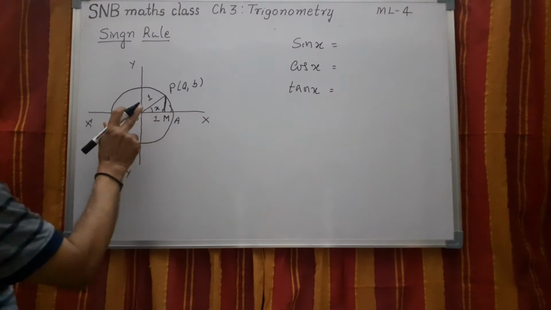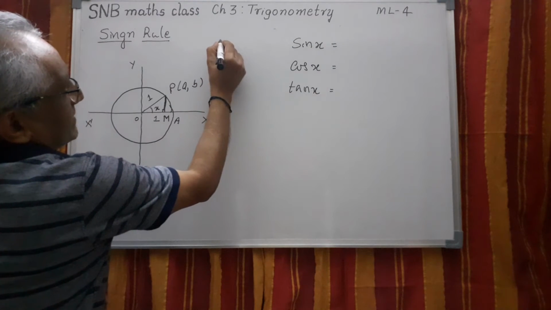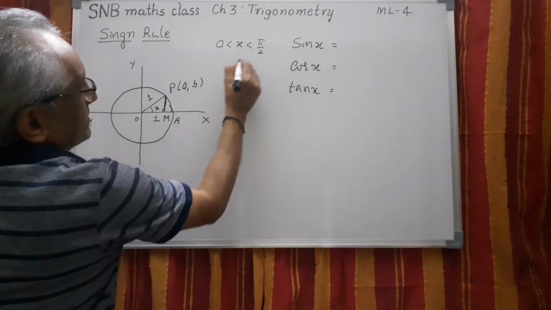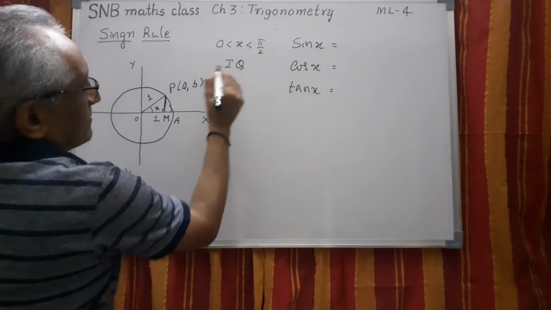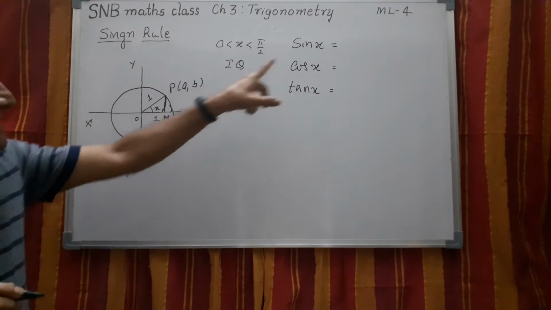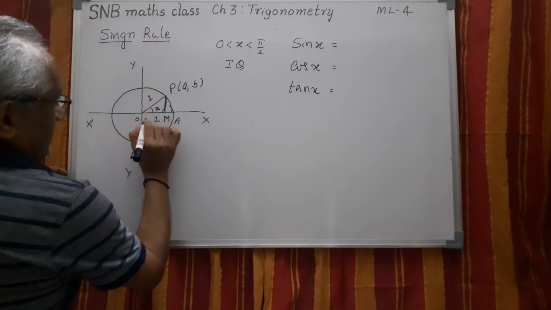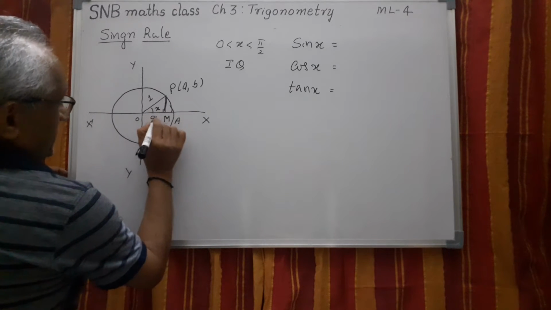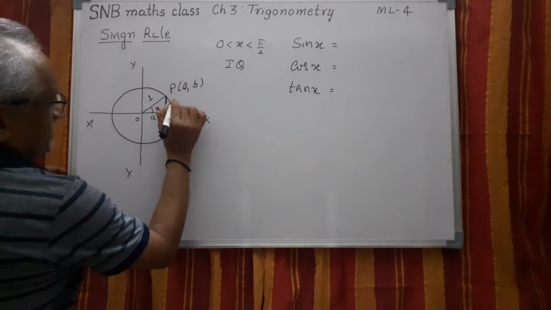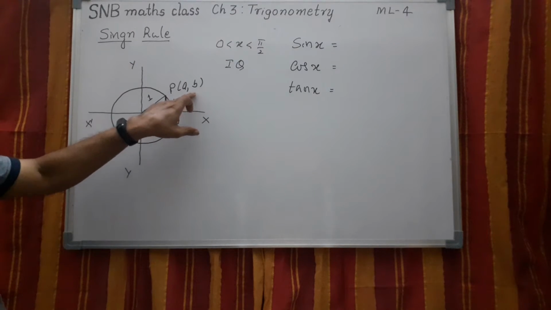Now, in the first quadrant, if P is here, what is the condition? It is 0 less than x less than pi by 2. This means it is the first quadrant. What is the sign of these trigonometric ratios? By definition, OM distance is A, PM distance is B. And you know that in the first quadrant, A and B both are positive.